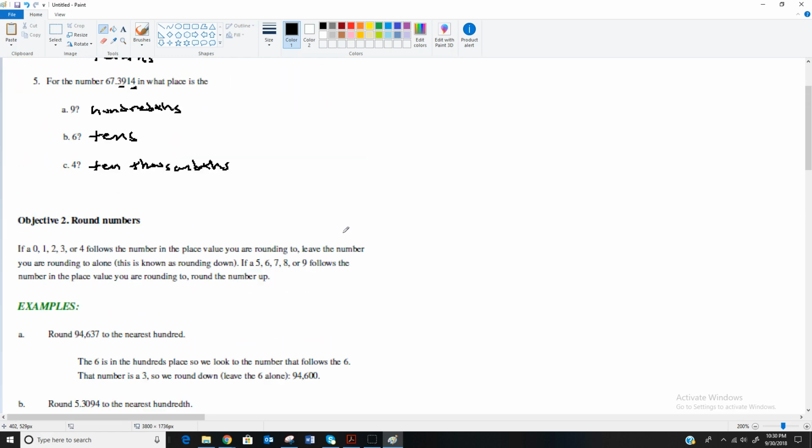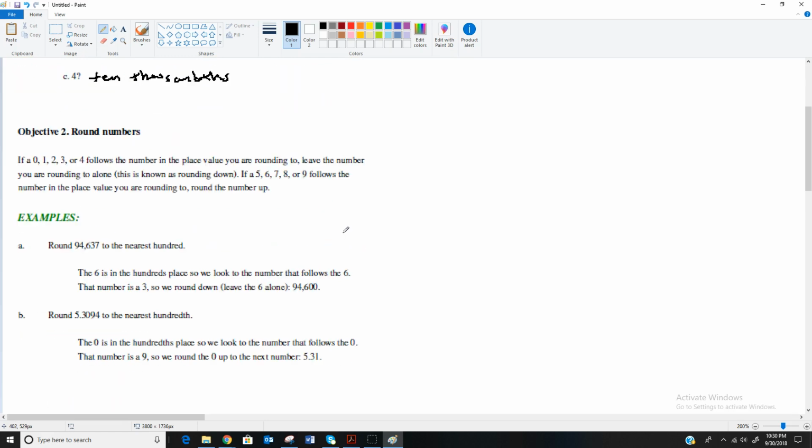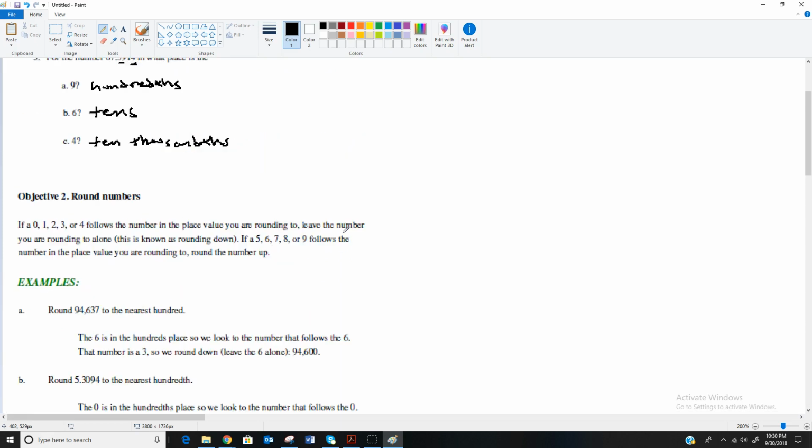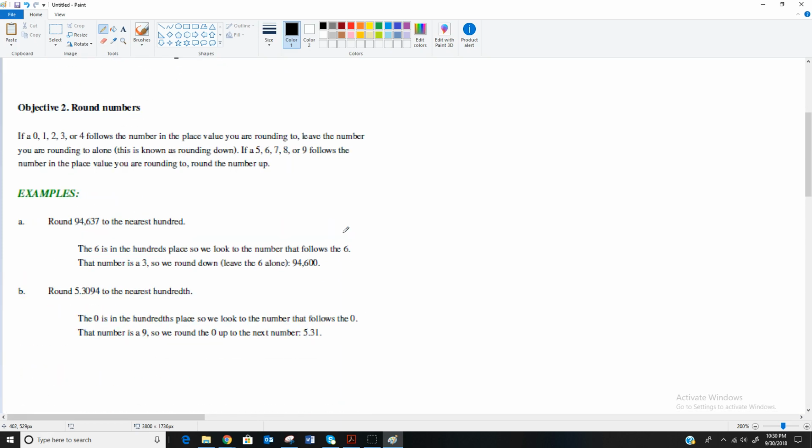Okay. And so now that we know the spots, we can round numbers because we know what places they're talking about. So if you see something that has a 0, 1, 2, 3, or 4 following it, you leave it. But if the number following where you're trying to round to is a 5, 6, 7, 8, or 9, in other words 5 or bigger, we're going to round up.